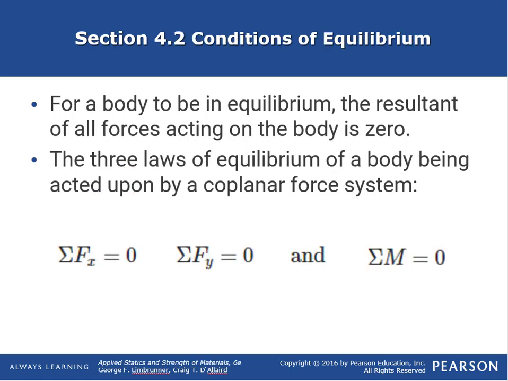For a body to be in equilibrium, the resultant of all forces acting on the body is zero. The three laws of equilibrium of a body being acted upon by a coplanar force system are: the sum of the forces in the x direction is zero, the sum of the forces in the y direction is zero, and the moments about any point also equal zero.